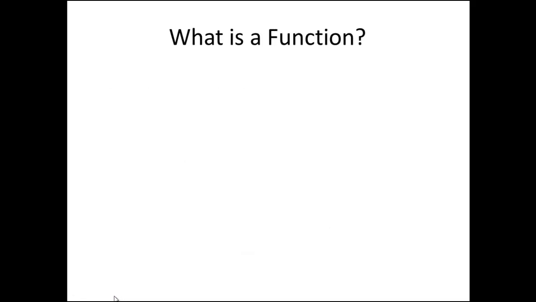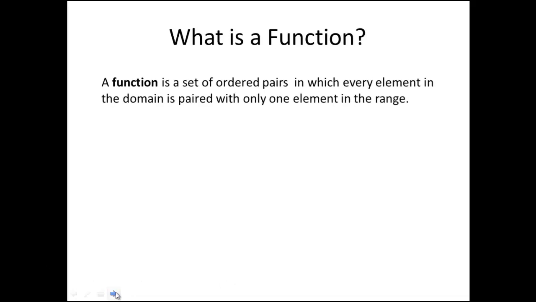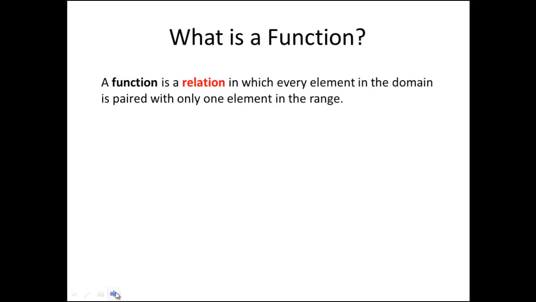All right, so now that we know what a relation is, what is a function? A function is a set of ordered pairs in which every element in the domain is paired with only one element in the range. There's a lot in there that we need to unpack, so let's take it piece by piece. So the first part is a set of ordered pairs. Well, we just talked about what a set of ordered pairs is. That's really a relation. So a function is a special type of relation.